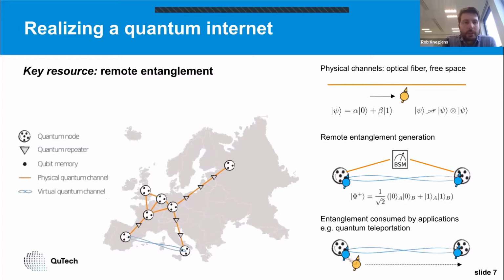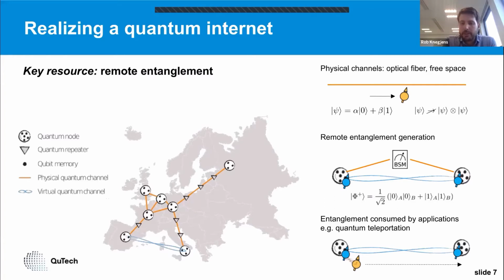The key building blocks here are quantum-enabled nodes, so different locations with quantum devices, memories, processors, linked by physical channels such as optical fibers or free space channels, links by satellite. And these physical channels then allow the nodes to also generate this entanglement. Here you see an example of two nodes using a Bell state measurement between them to do a form of heralded entanglement generation and to produce an entangled state.